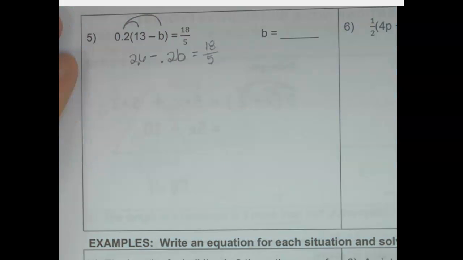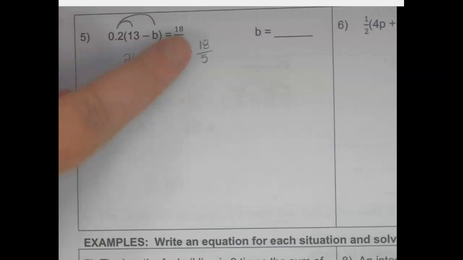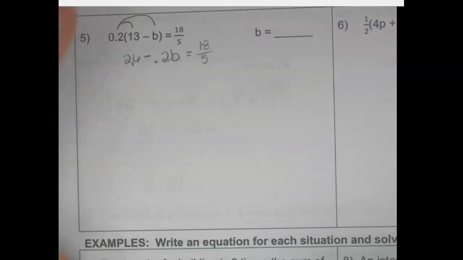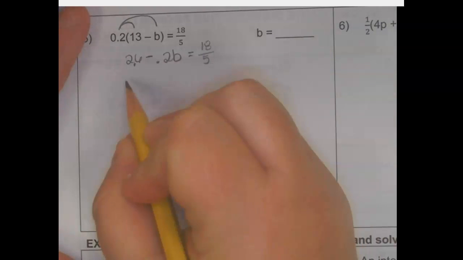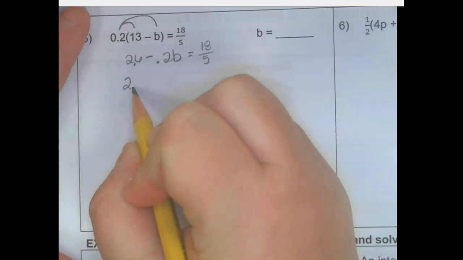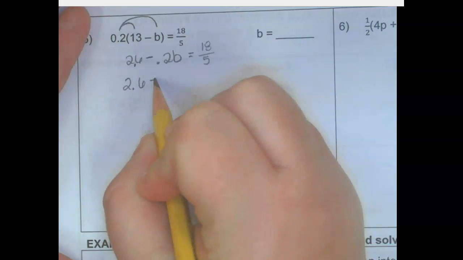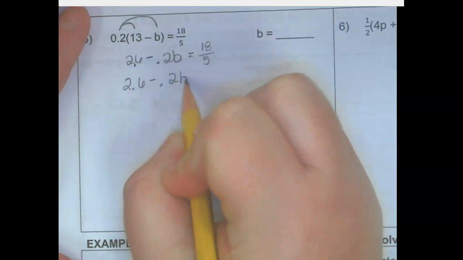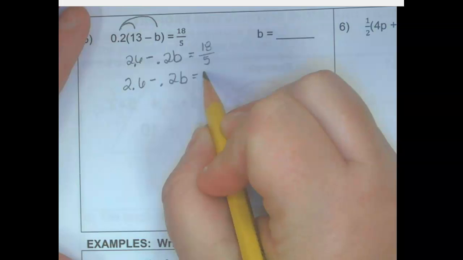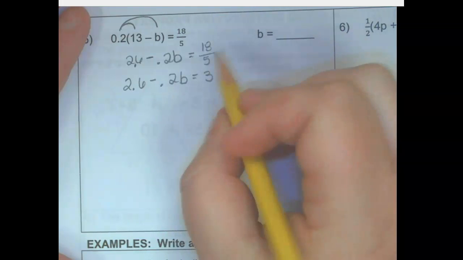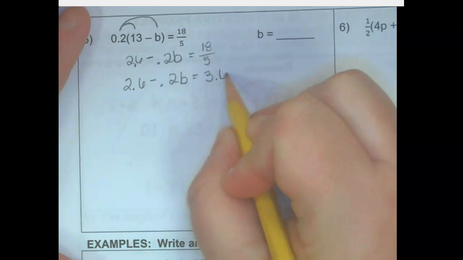Alright, so do we want to keep it as 18/5? No, I recommend changing them all to decimals, so I'm going to go ahead and do that. 5 goes in 3 times, 15, 18, 3.6.